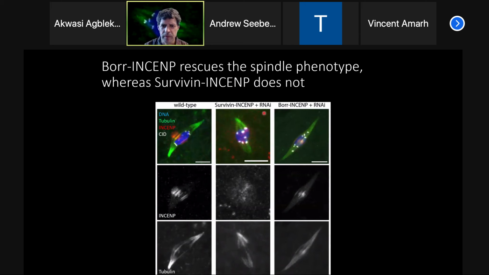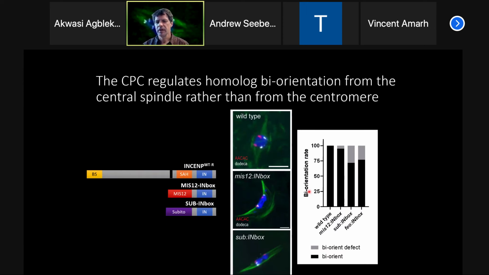Notice that when, for example, we fused survivin or borealin, we got full spindle assembly only with borealin, and survivin gave partial spindle assembly. So why is there this difference? Why do we need to have a central spindle with the CPC on it? And a clue to that happened when we were messing around with our transgenes, and we were testing now in a wild type background. So if we have wild type INCENP present, and we also express either Mis12-INbox or Sub-INbox, what happens with chromosome segregation?